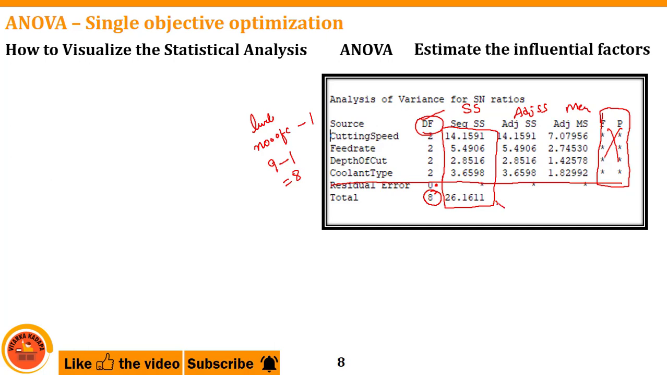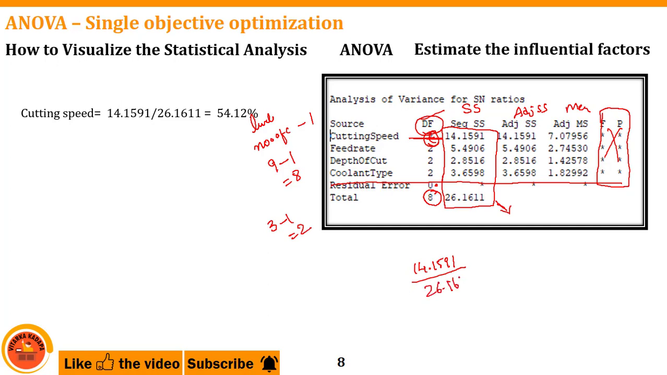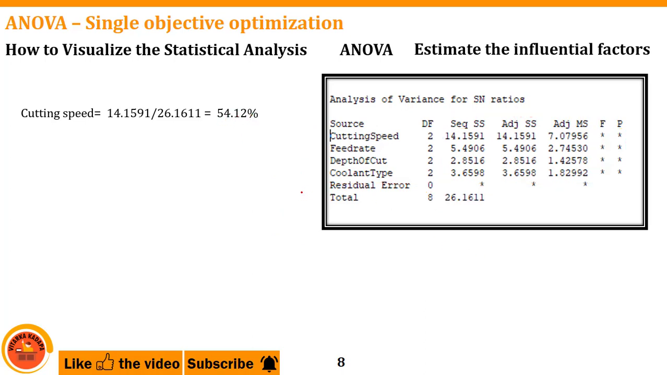So this influential factor is talking about like this. If I take cutting speed, this 14.159 is the cutting speed corresponding value, divided by... and here, how are we getting the degrees of freedom as 2? Three levels means 3 minus 1 is 2 degrees of freedom. We will take it like this, divided by 26.1611, so that we will get 54.12. So this is the way we have to estimate the percentage.